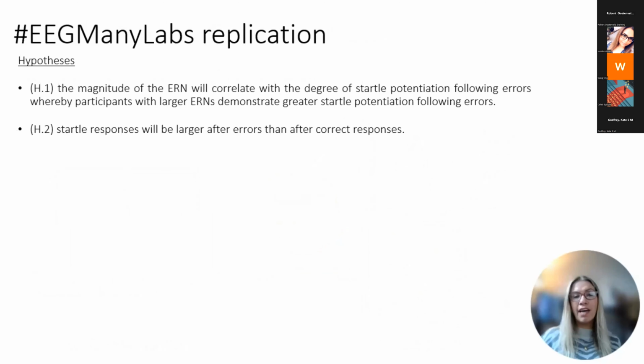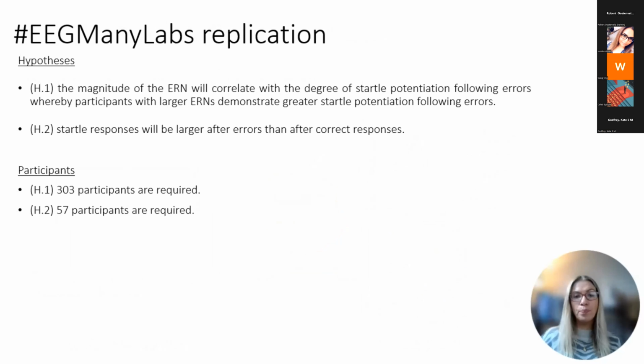Hajcak and Foti's main finding that the ERN is indicative of defensive motivation becomes our first hypothesis that we'll test in our replication. So the magnitude of the ERN will correlate with the degree of the startle potentiation following errors, whereby participants with large ERNs will demonstrate greater startle potentiation following errors. We'll also test the hypothesis that startle responses will be larger after errors than after correct responses.